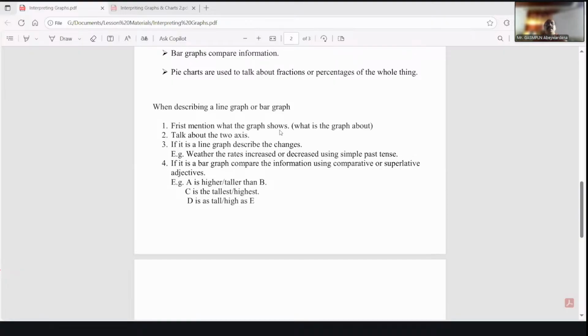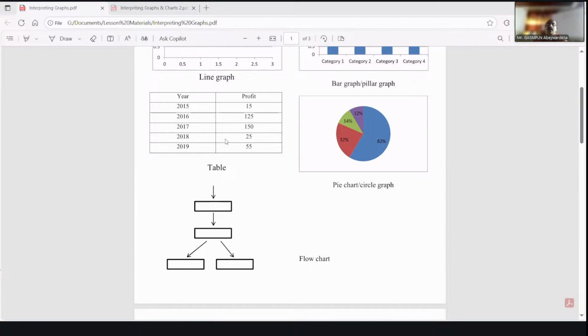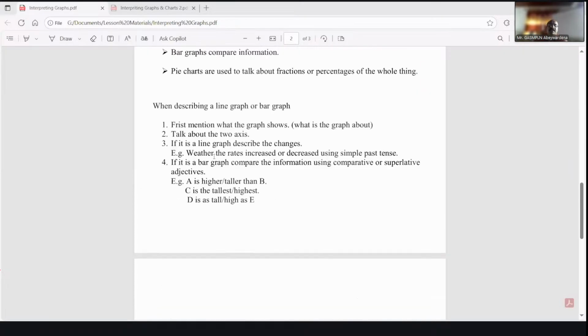For example, if you look at this, you can see that on the vertical axis, the profit is shown. Or profit is given on the vertical axis. And the horizontal axis shows the years. Vertical axis shows the profit. That is how we say. We have to mention what details, what information you find on both axes.